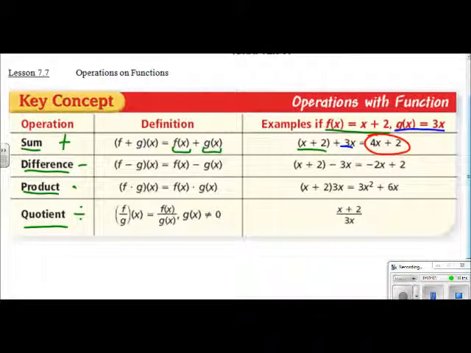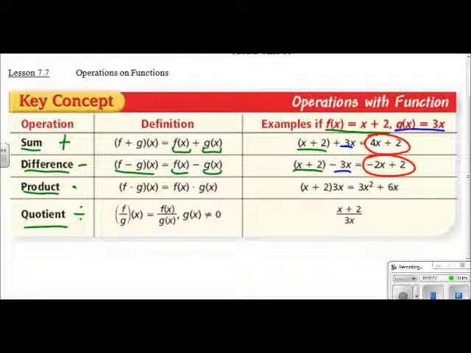Moving right along, we're looking at a difference. So we have f minus g of x. Well, that's f of x minus g of x. So again, if we have f of x is x plus 2 and g of x is 3x, we do f of x minus g of x, and simplify it all together, that would be negative 2x plus 2.